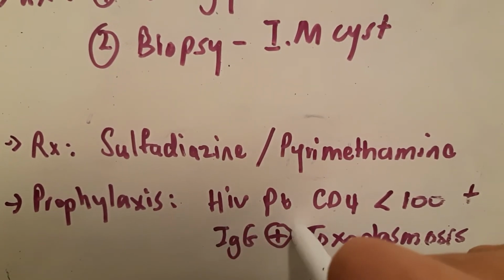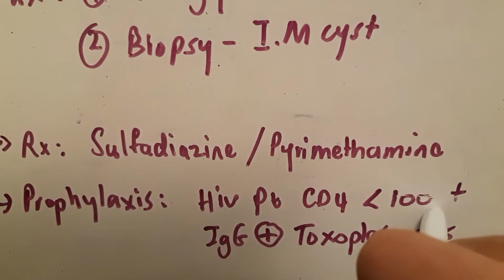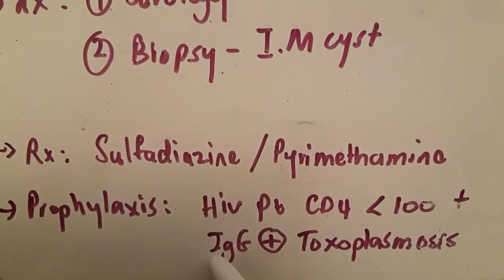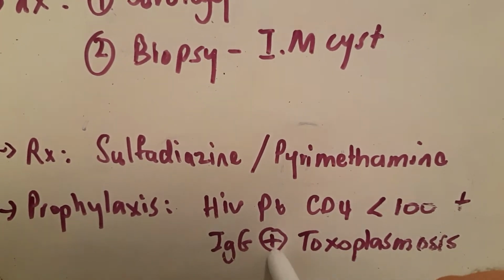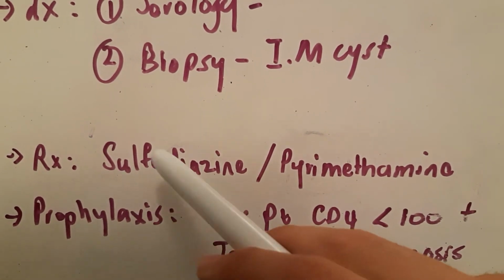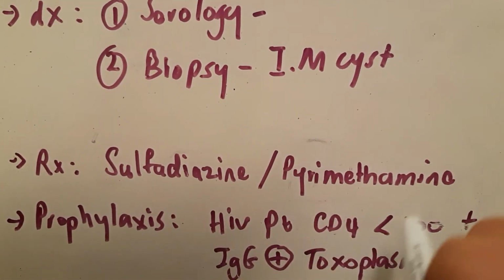And there's a note on prophylaxis. In an HIV patient with a CD4 count less than 100 who is positive for an IgG to toxoplasma, you'd want to give prophylaxis with sulfadiazine or pyrimethamine.